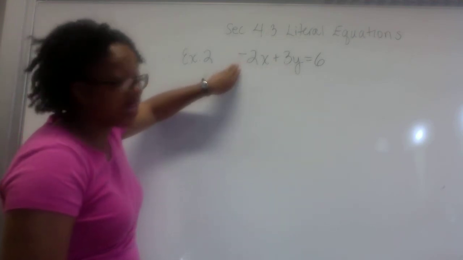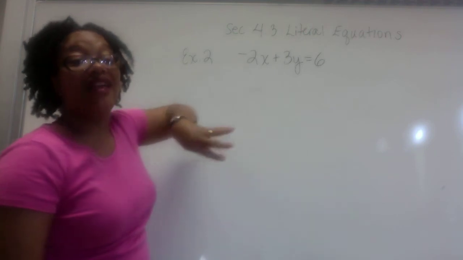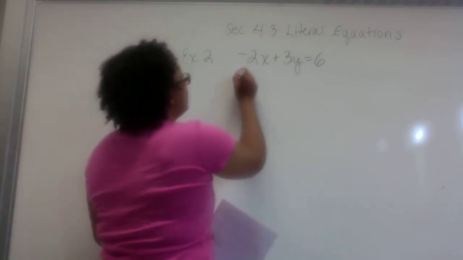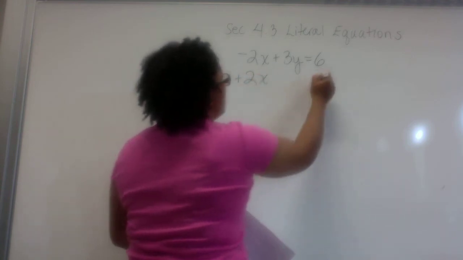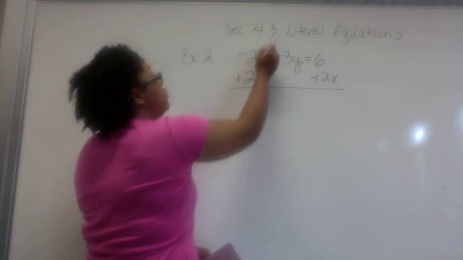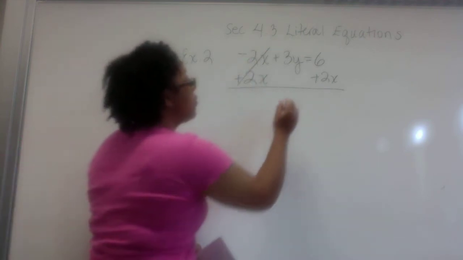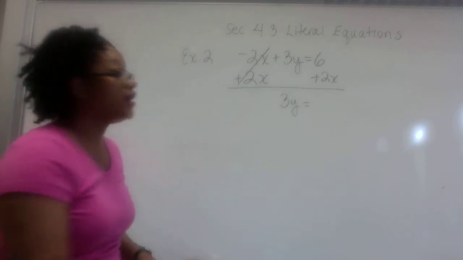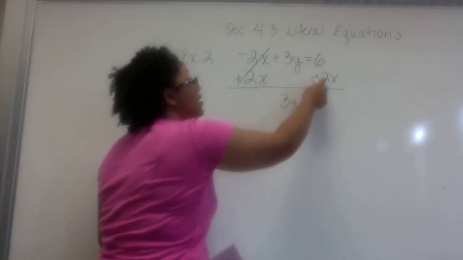Now, if this is negative 2x, I've got to take the inverse so that will cancel. So that means that I'm going to take a positive 2x on both sides. Okay? The 2x's cancel. The 3y comes down. And remember what we said a minute ago in example 1. These are two unlike terms.